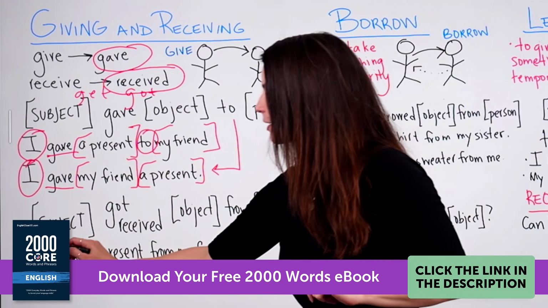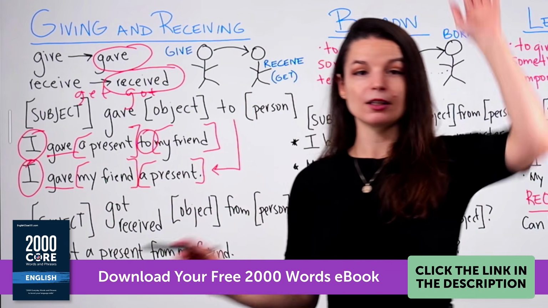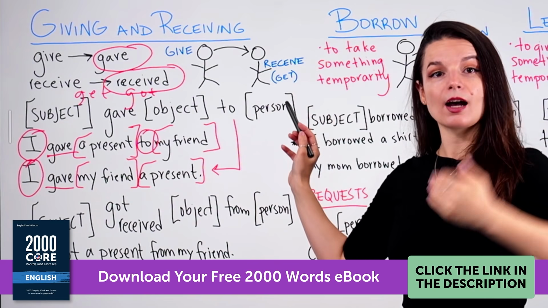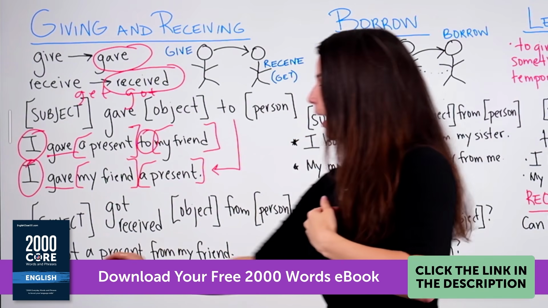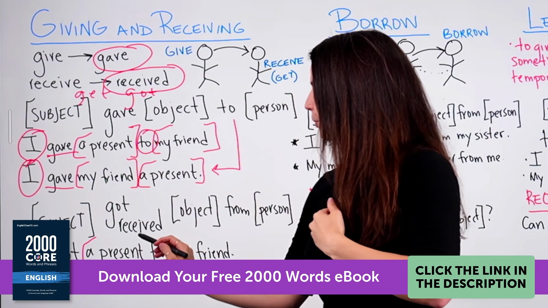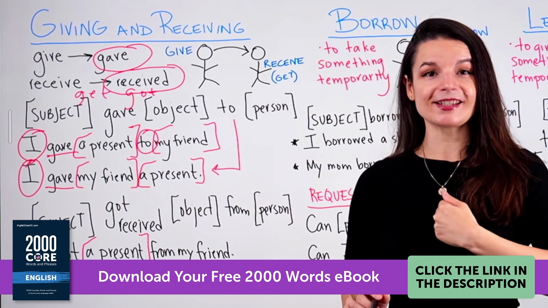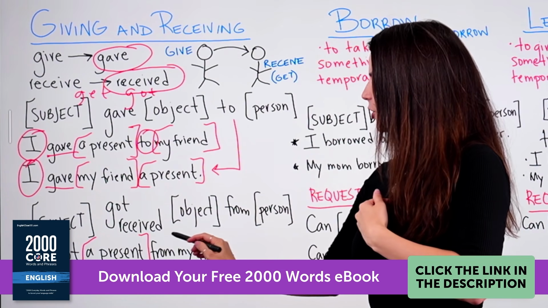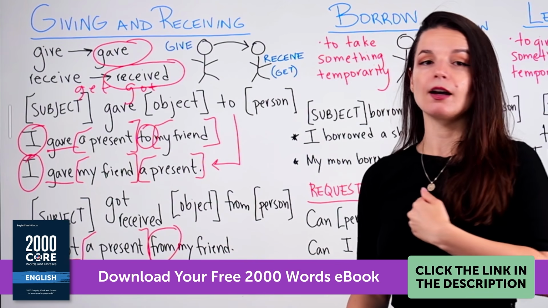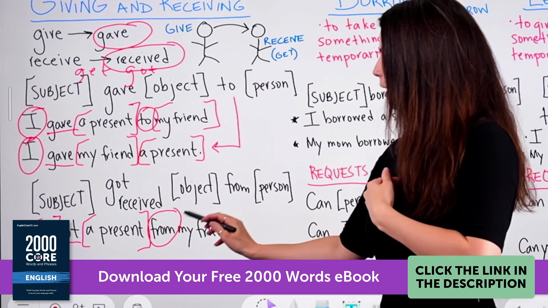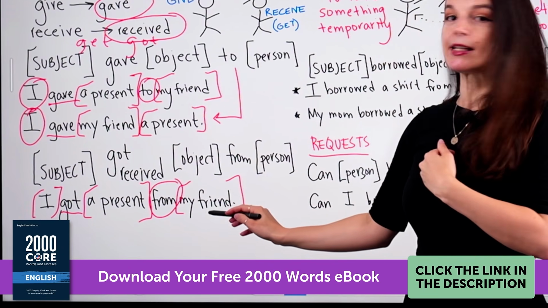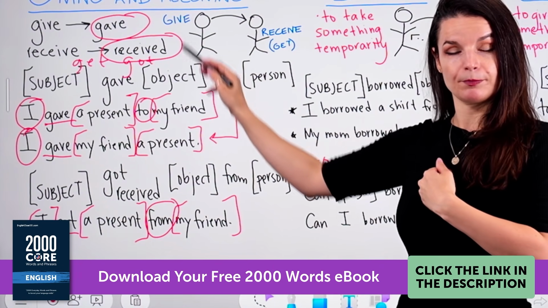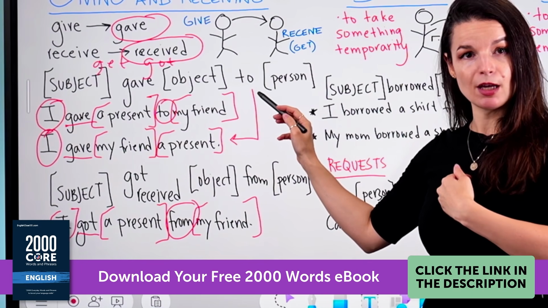So first, our subject, I, okay? So this means I receive. I am this one here. I got, past tense. I got a present. I got a present. I received the present here. My preposition is from. I got a present from my friend. So in this sentence, my friend is this person, the giving person. I got a present from my friend.